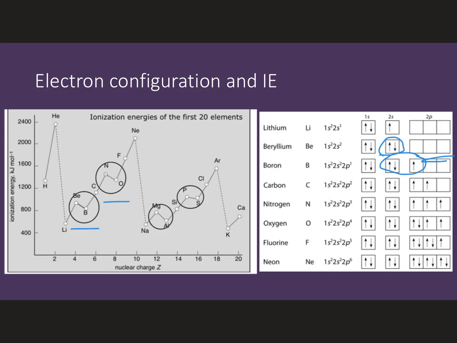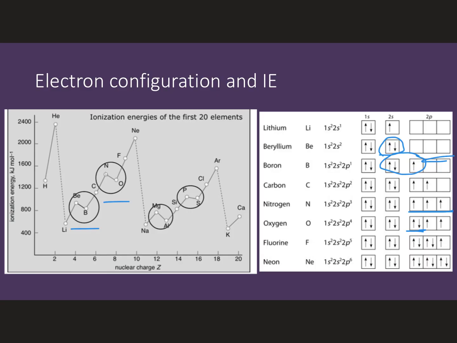When we look at nitrogen versus oxygen, nitrogen has a half full shell, whereas oxygen has one extra electron beyond that half shell. So when we remove that electron, we come back to a half full shell, which actually increases our stability. Half full shells and completely full shells are more stable overall than partially filled ones.